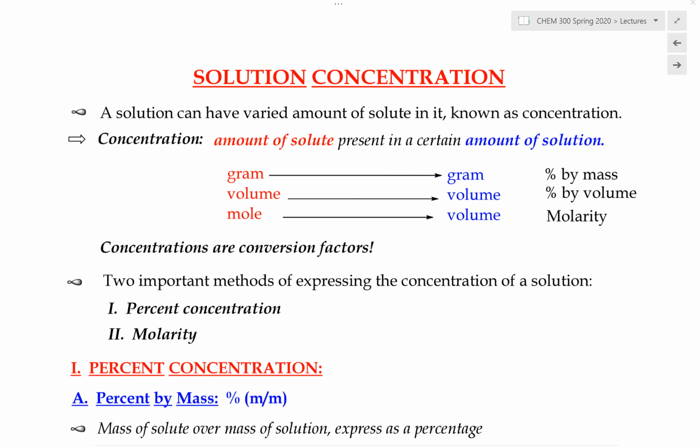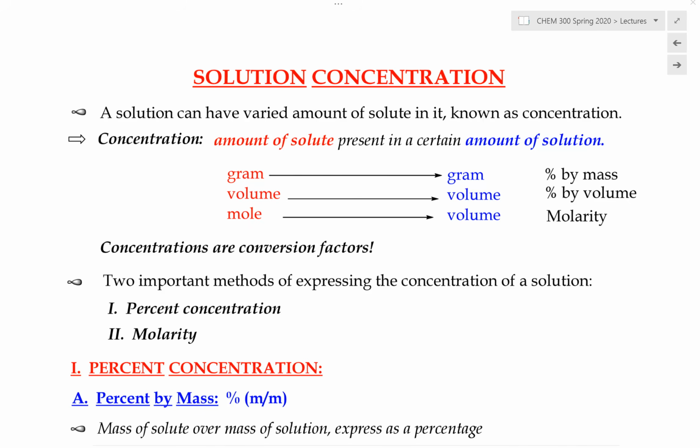Any solution will have a concentration to it. The concentration of a solution describes how much solute is present in a particular amount of a solution. Because we know that a solution consists of a solute and a solvent to make up a solution. So how much solute is present in a particular amount of a solution, that's what is described by the solution concentration.